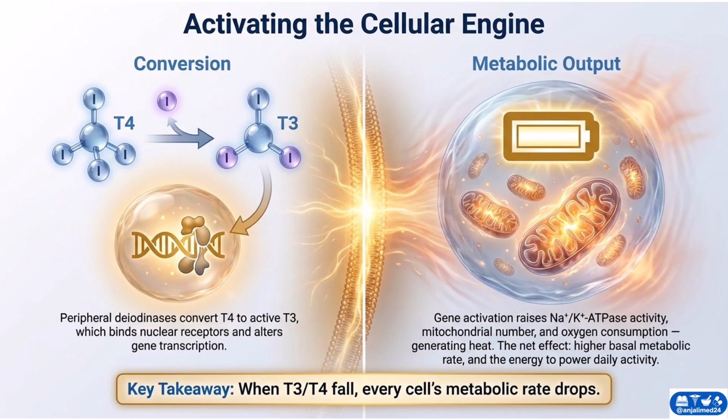In hypothyroidism, when T3 and T4 levels fall, every cell in the body slows down. This leads to fatigue, weight gain, cold intolerance, constipation, dry skin, and reduced physical and mental performance. The key takeaway is simple: thyroid hormones are the body's metabolic engine. When T3 and T4 decrease, the metabolic rate of every cell decreases as well.